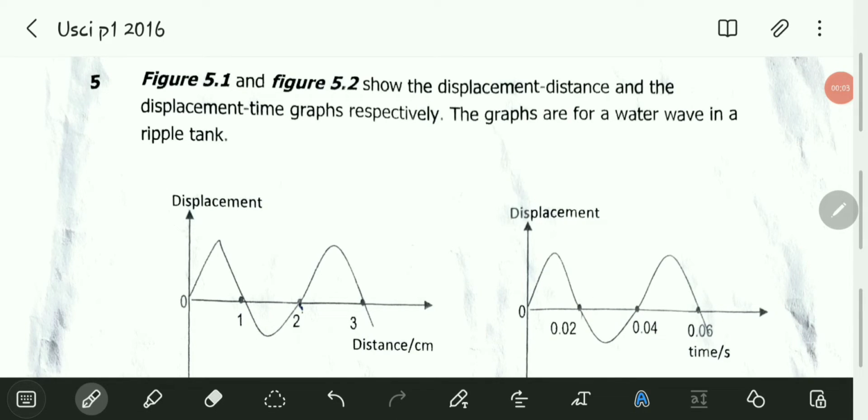In this video we will be looking at the November 2016 Science Paper 1 Section B Question 5. Question 5 reads, Figure 5.1 and Figure 5.2 show the displacement distance and the displacement time graphs respectively. The graphs are for a water wave in a Ripple tank.